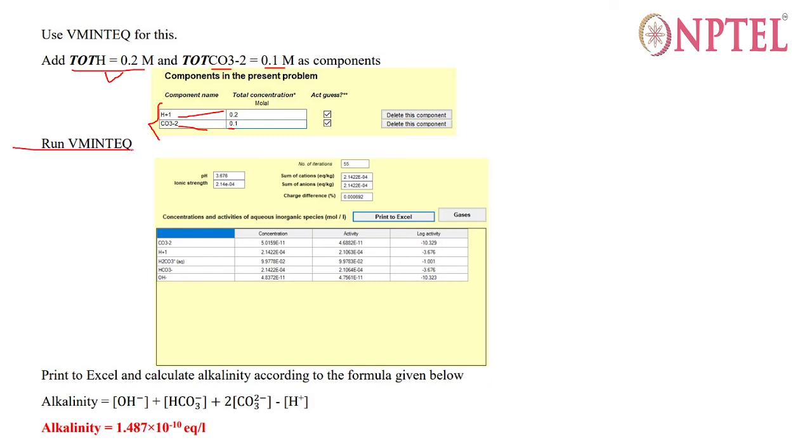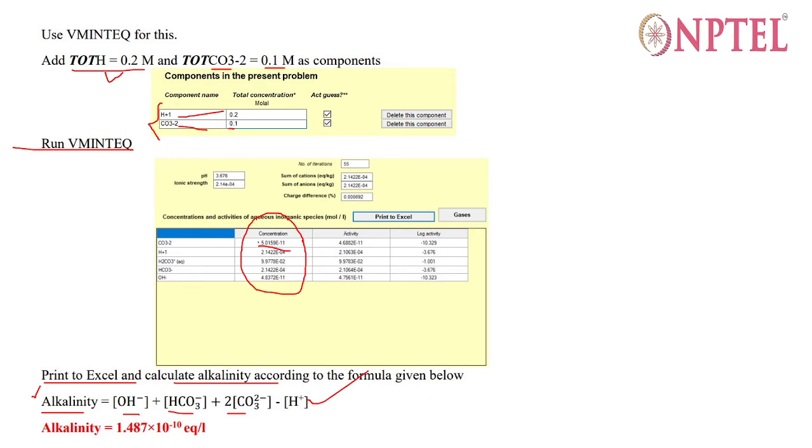Then you will find the concentrations here, right? So you have to take the concentrations which you need. You can go for a print to Excel sheet and calculate the alkalinity here. So we know the alkalinity definition. That is nothing but OH minus ion plus bicarbonate ion plus twice the carbonate ion minus H plus ion. I already discussed this in the previous question. So just take the carbonate ion concentration we have, 5.0159 into 10 to the power minus 11.